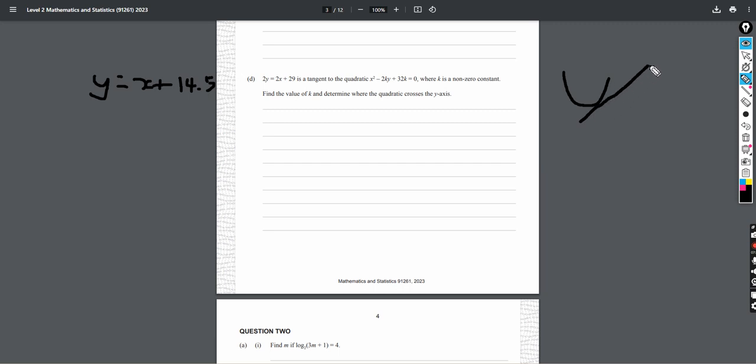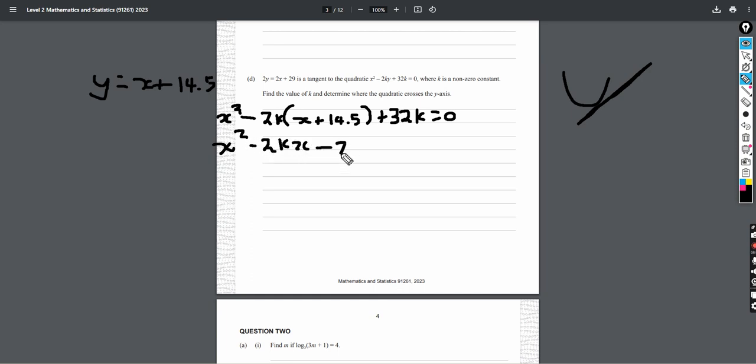Yeah, so it's going to be like this, right? So there's only going to be one intersection. So what you can do now is say y equals this, which means x squared minus 2k times y plus 32k equals 0.